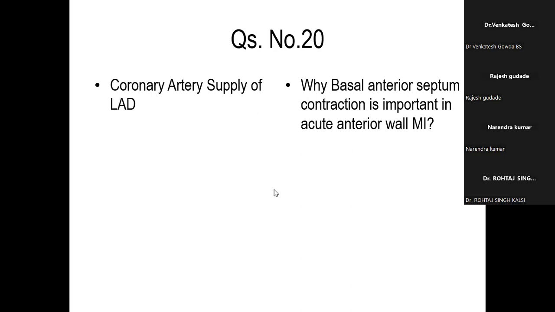Let's go to four chamber view first. Sir, in four chamber view, basal inferoseptum. There's nothing like inferoseptum in basal view supplied by LAD. Sir, in four chamber, mid and basal septum. Mid and basal septum are supplied by LAD. Rahul, if you do not know the answer, say no. I do not know about it.